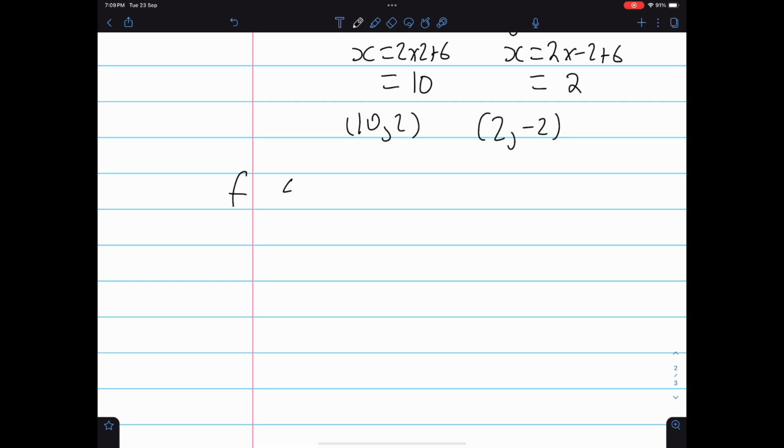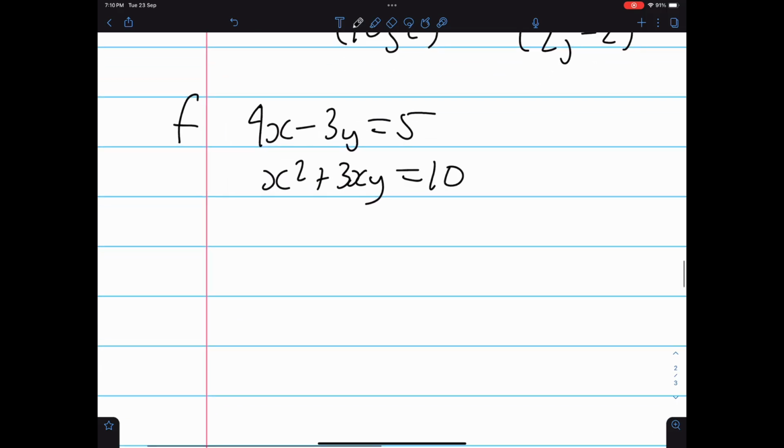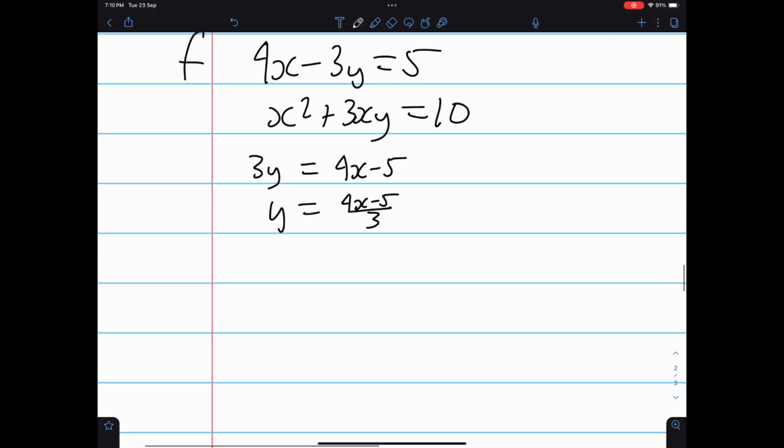F. 4x minus 3y equals 5. x squared plus 3xy equals 10. And let's see, I think my instinct is just to get the y. So 3y equals 4x minus 5. y equals 4x minus 5 over 3. So x squared plus 3x, 4x minus 5 over 3 equals 10.